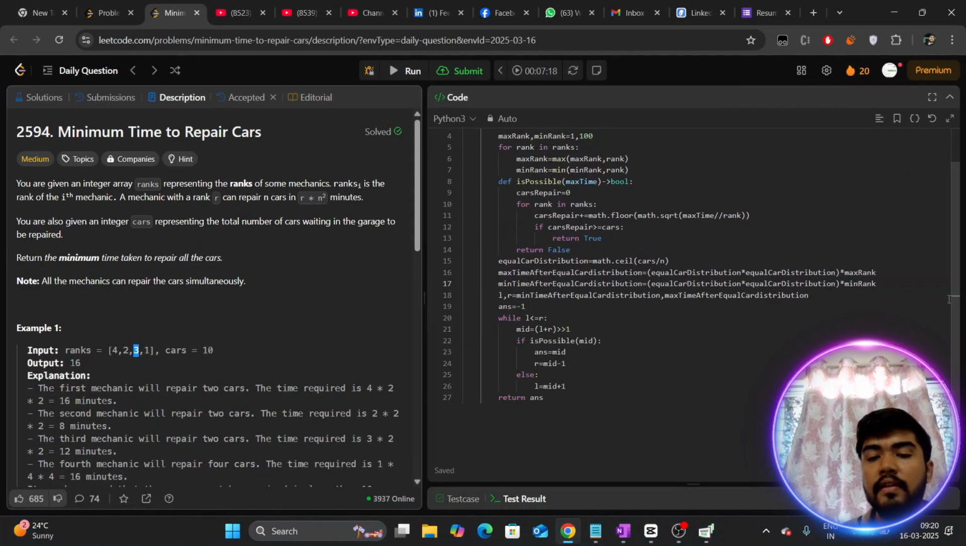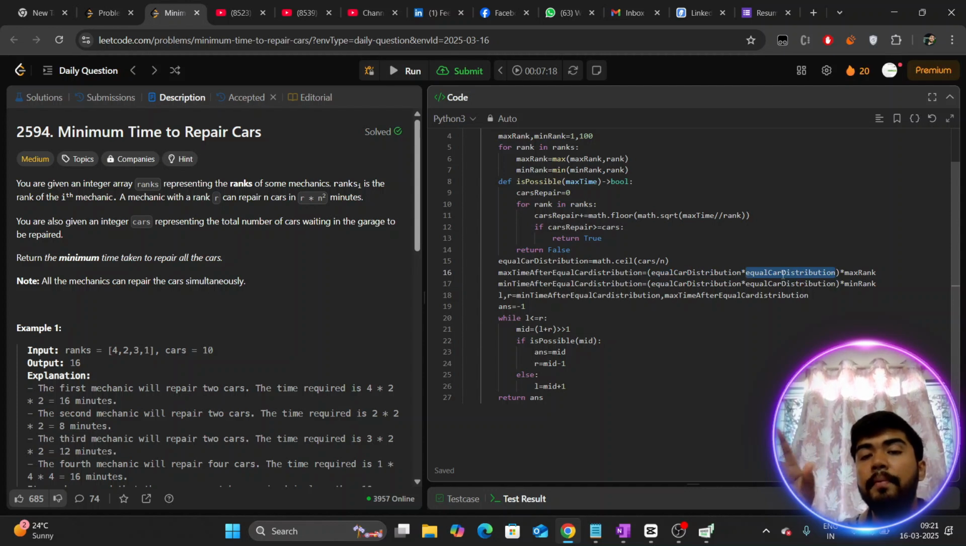I will come to the isPossible function after that. So I make the equal distribution of cars to be math ceil of cars by n, which we just explained in this video on the OneNote that we have. And then the max time after equal distribution is cars equal distribution into cars equal distribution, that is, cars equal distribution to the power 2, the same thing, into max rank.